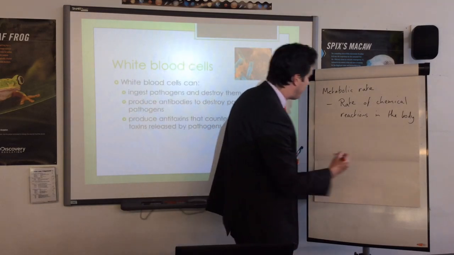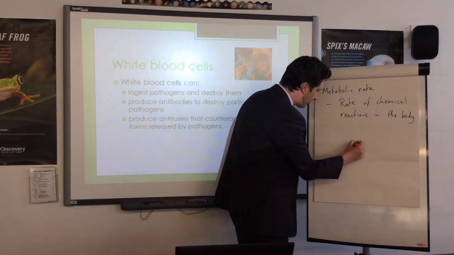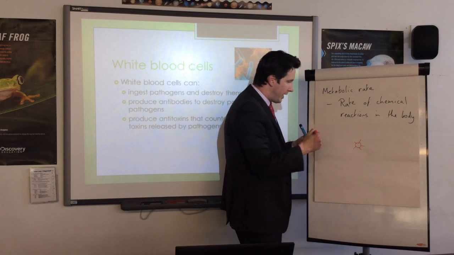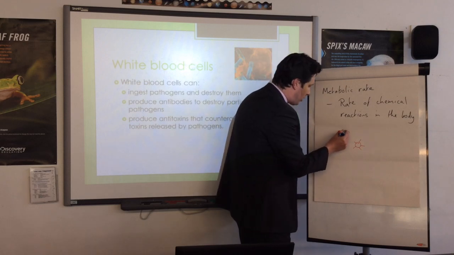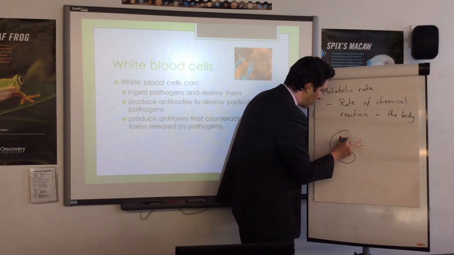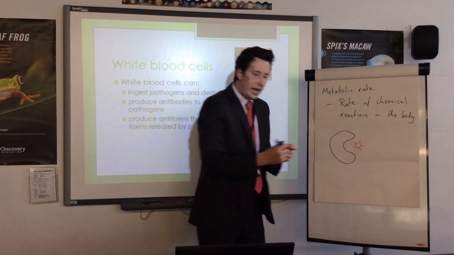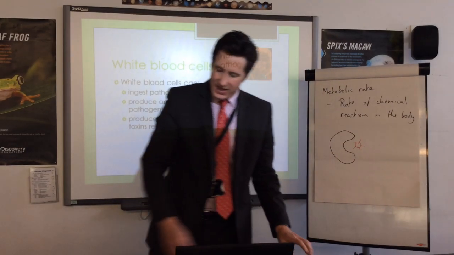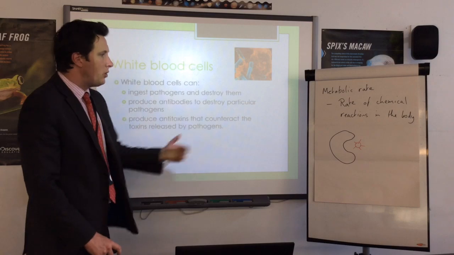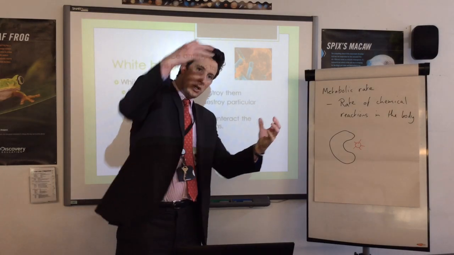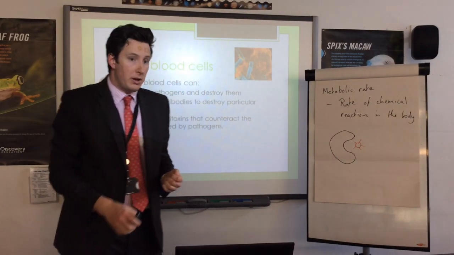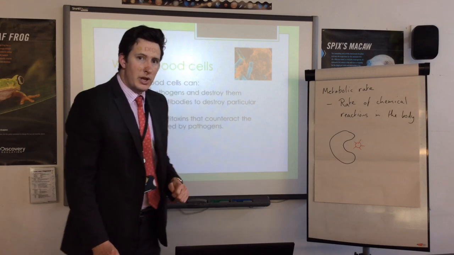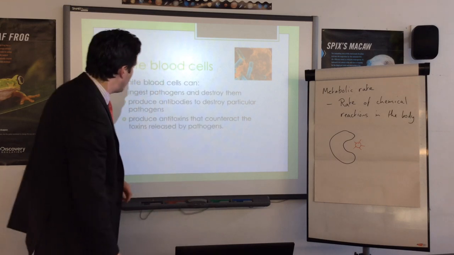So if this is the pathogen that's inside your body, a white blood cell comes along and it actually goes around it and it ingests it. It doesn't eat it because it's not alive and it doesn't get nutrients from it necessarily. It just goes around it and breaks it down. Okay, so that's one method it can do. It can ingest them and destroy them.